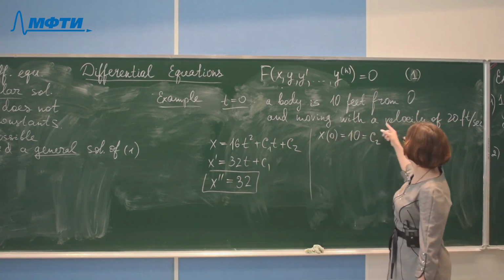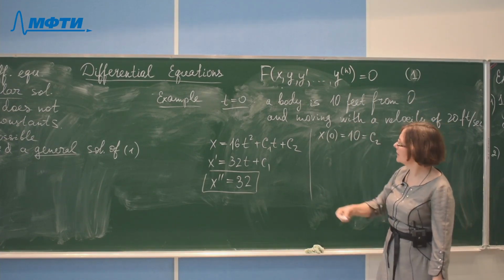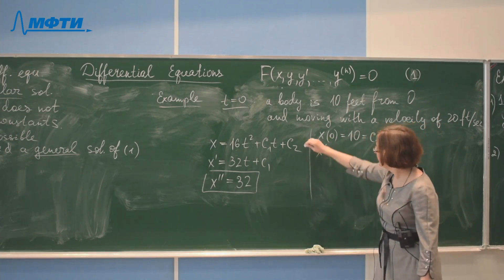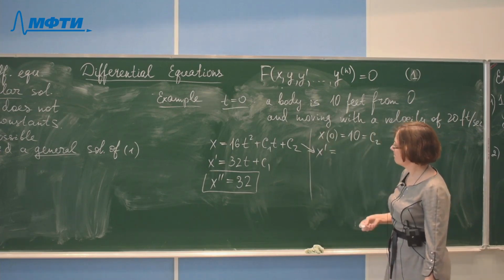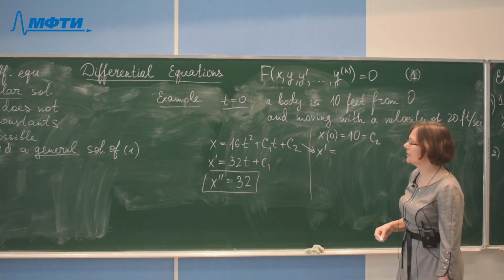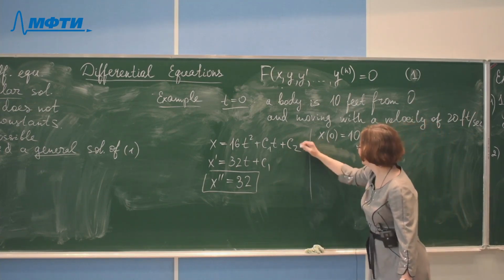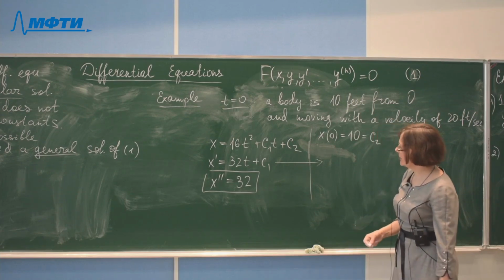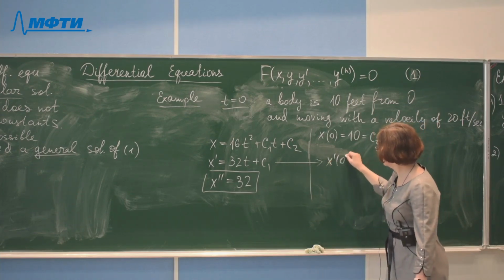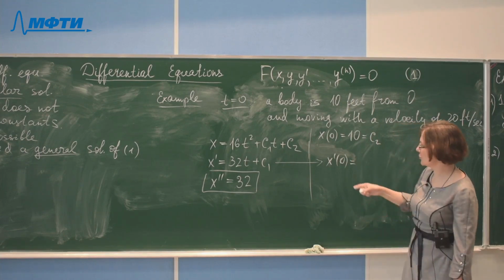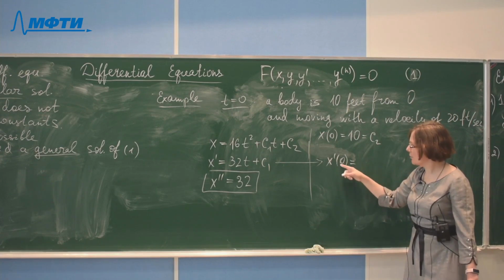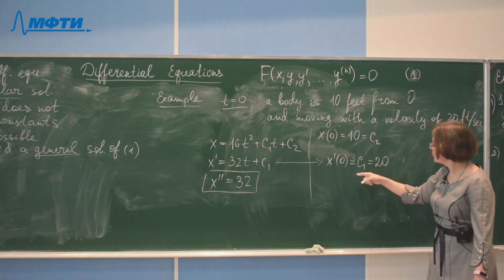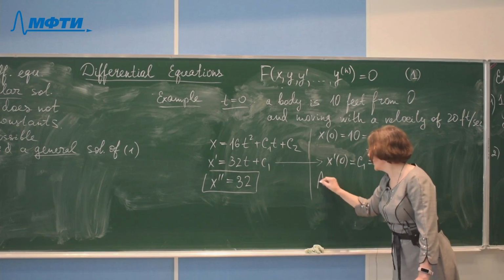And then we know the velocity at time equals 0. So we should differentiate this two-parameter family, and we will get... Sorry, this is already found. This is the velocity, and at t equals 0, it must be equal to 20. So we may find x prime of 0 from this equation. It is equal to c1, and on the other side, it is equal to 20. So C1 should be equal to 20.